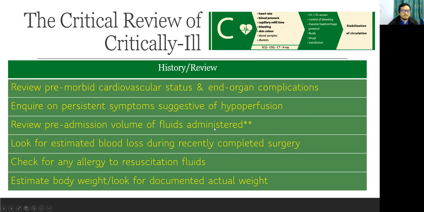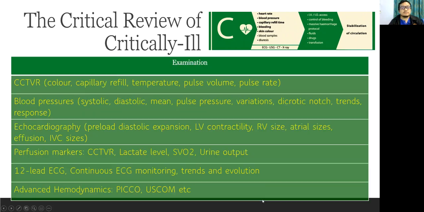You have to review, this is the most important thing, the pre-admission volume of fluids administered, right from the time the patient walked into the ED until the patient goes to the ward and comes to the ICU. You have to count every single mL of fluids, all right? And look for estimated blood loss if the patient is coming from surgery into the ICU. Also see how much blood products they have already given to the patient. Check for any allergy to resuscitation fluids, and estimate body weight and look for documented actual weight, because in some cases you do employ targeted fluid therapy based on the patient's body weight, such as dengue cases.